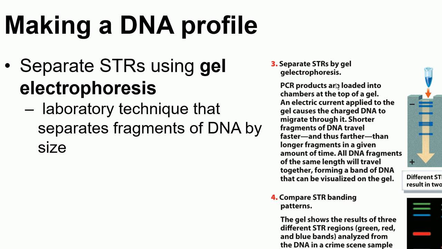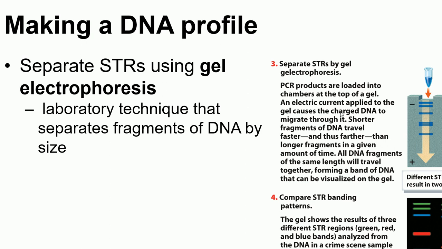So the DNA moves through these pores, and it gets separated, and the separation of the DNA fragments is on the basis of size. The DNA fragments which are very big in size move slowly through the gel, so they stay close to the well, and the DNA fragments which are very small in size move away from the well. So they travel more distance.